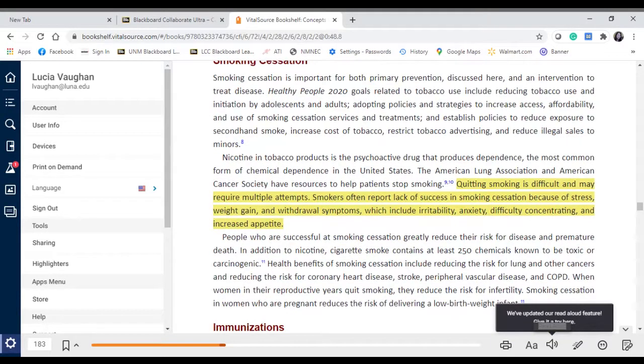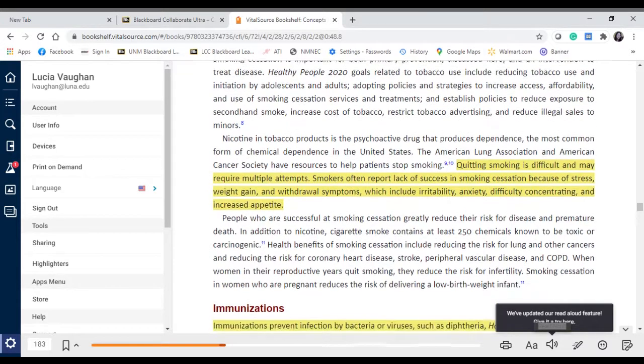Smoking cessation is important for primary prevention. Unfortunately, quitting smoking is difficult and may require multiple attempts. Often smokers report lack of success in smoking cessation because of stress, weight gain, and withdrawal symptoms including irritability, anxiety, difficulty concentrating, and decreased appetite.